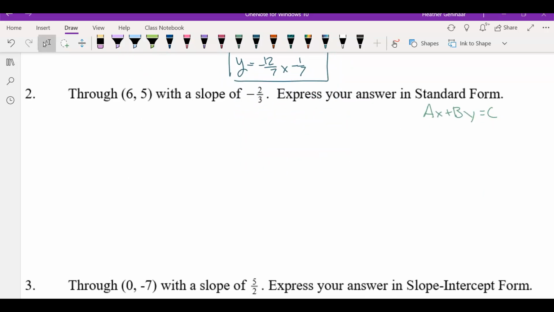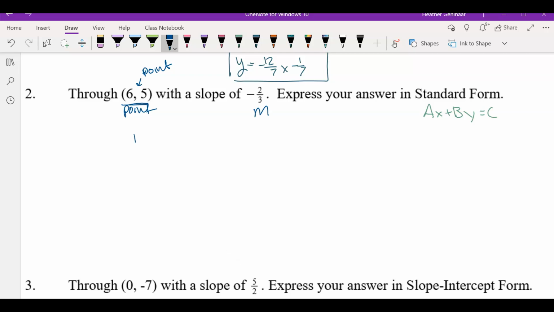All right, the next one says, through this point with this slope, express your answer in standard form. So we were given just a random point and a slope, and it wants it in standard form. To get to standard form, we actually have to get it into slope-intercept form. So from here, we have no other choice but to go into point slope because this isn't a y-intercept. Remember, when we're given the y-intercept, we can put it into point slope or slope-intercept form.